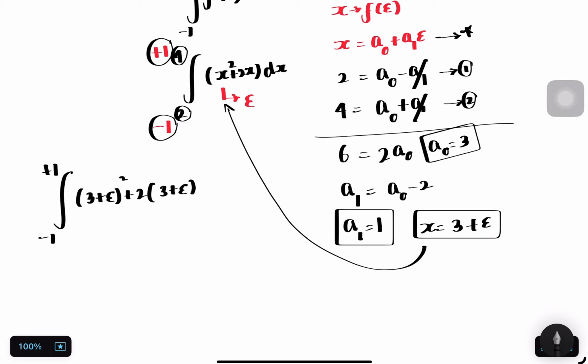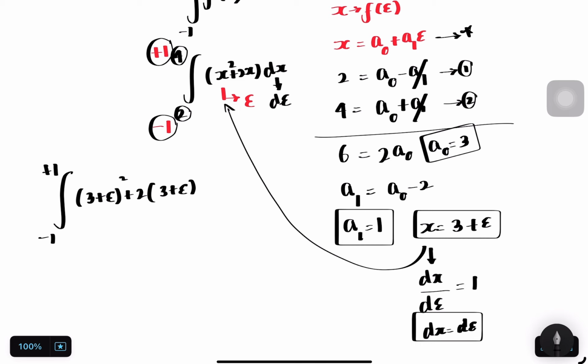And very, very important, sometimes you may overlook this: you also have the obligation to write dx in terms of d epsilon. Please don't forget that. It's not always going to be as simple as dx equal to d epsilon. For that, you have to differentiate this equation with respect to epsilon. If you do that, the 3 just disappears, and the differentiation of epsilon with respect to epsilon is just 1. So this gives dx is equal to d epsilon. As I told you, dx is not always going to be equal to d epsilon.